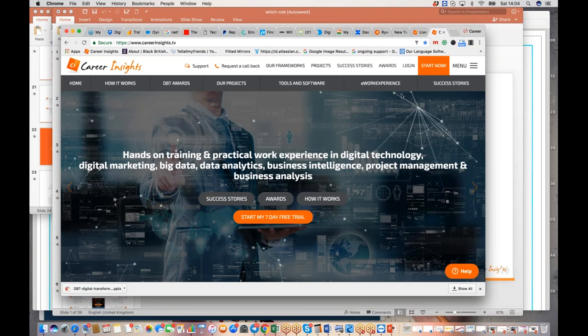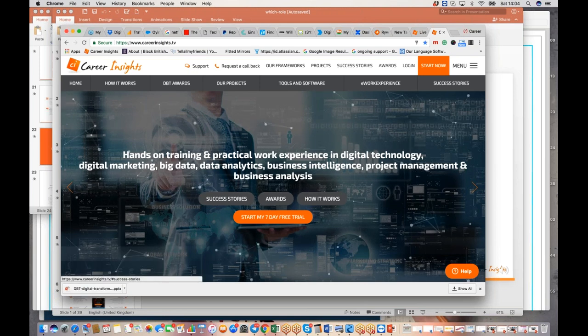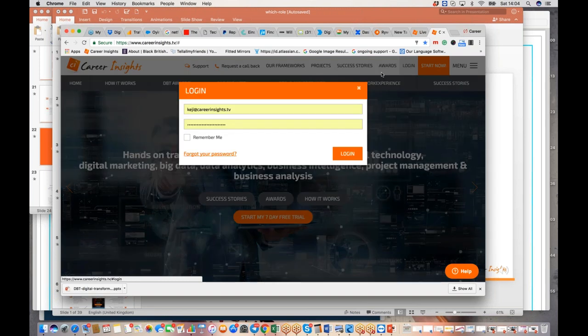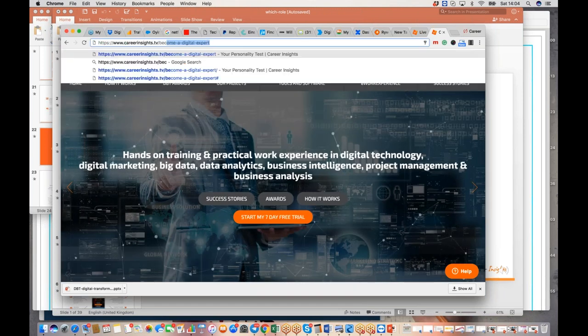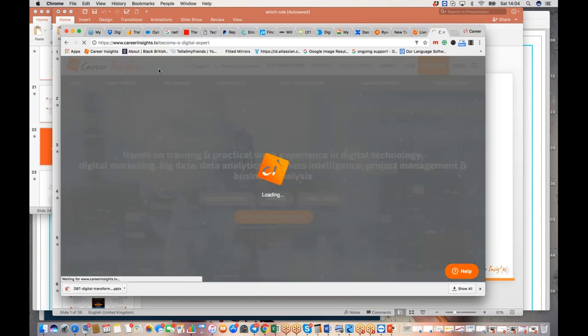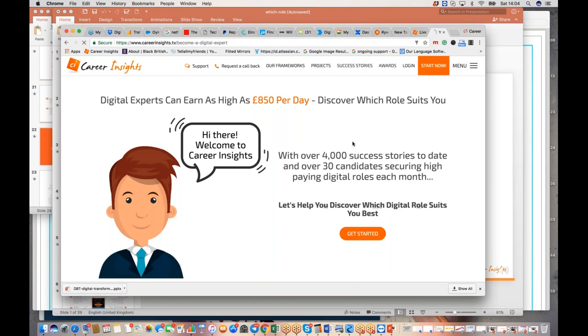But if you have created an account with us before, it will not allow you to. So all you have to do is click on login here. So you can see login here, enter your company, enter your email and enter your password and then login. Once you have done that, then go to the link I sent you. Okay, become a digital expert and then take your test from there.